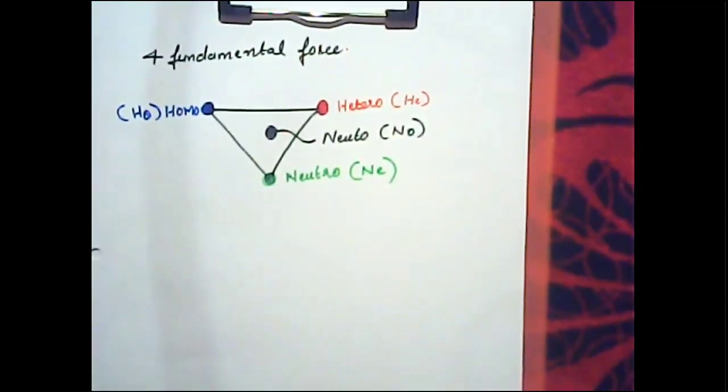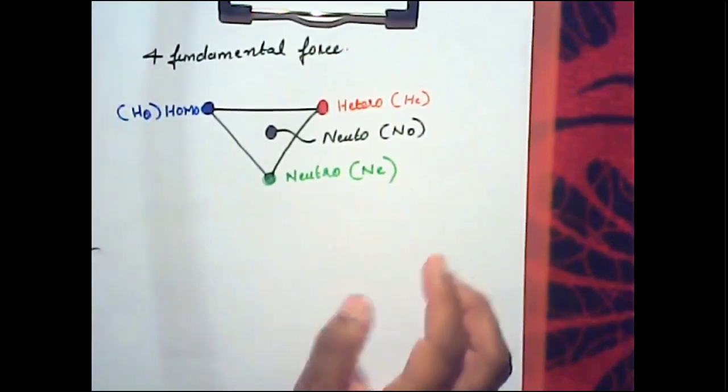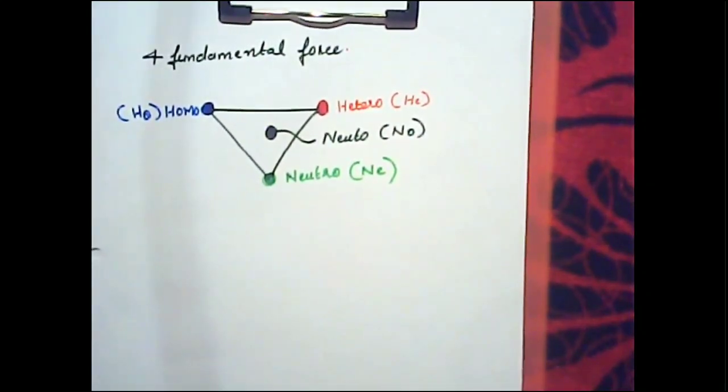What? Hetero HE, homo HO, neutro as NE, and neutro as NO. Clear? Clear, ma'am. Okay.